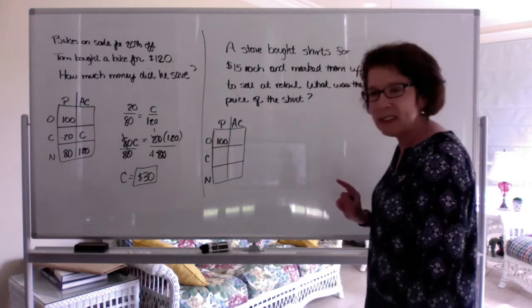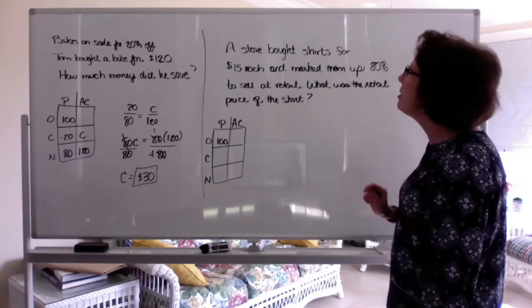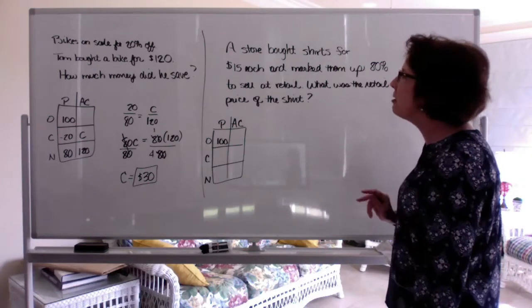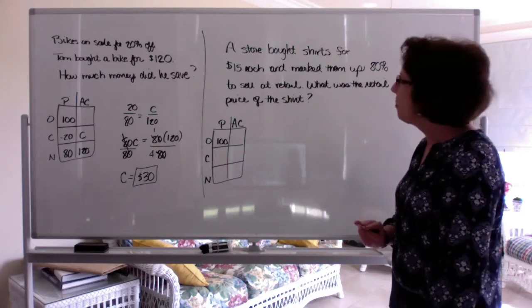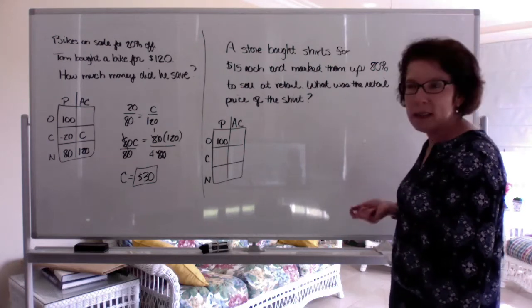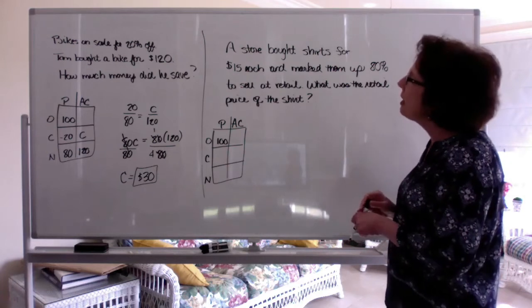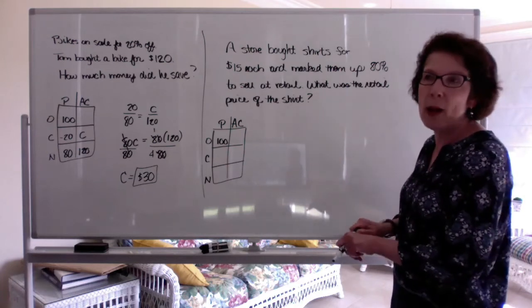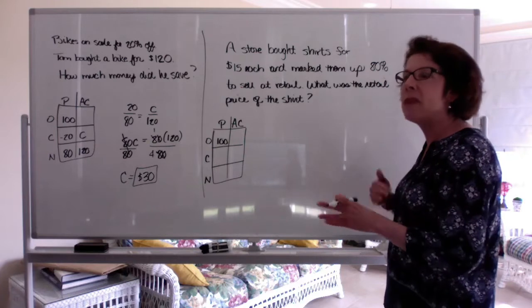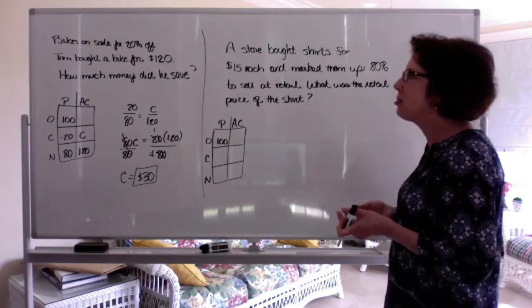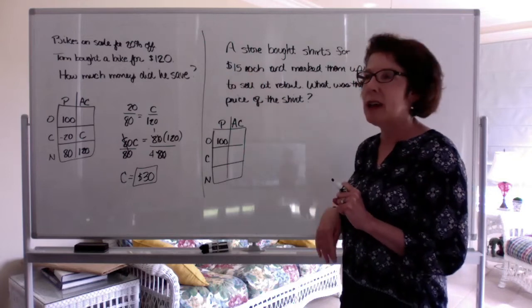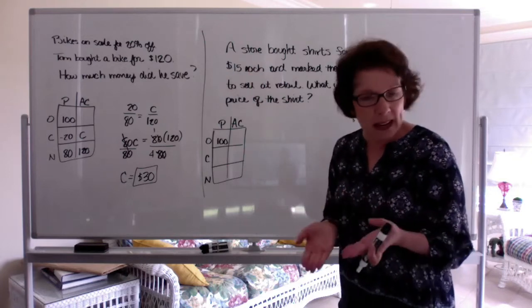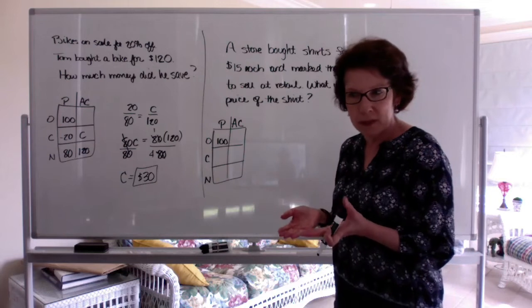Now, this is the last common type you might see. A store bought shirts for $15 each and marked them up 80% to sell at retail. What was the retail price of the shirt? So let's just assume this is Old Navy, okay? Old Navy has a factory where shirts are made, and Old Navy buys a shirt for $15, and then they mark it up and they sell it to you, okay?